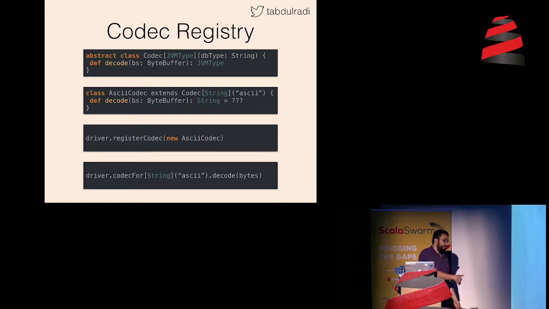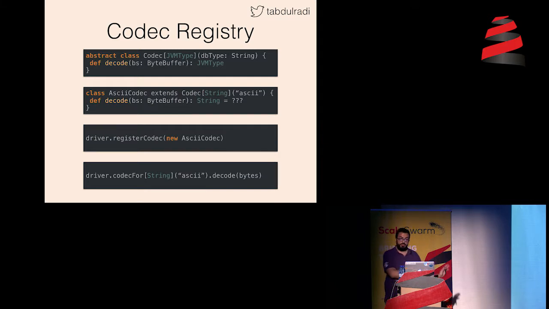Then at runtime, when you execute a query, I'm going to ask my driver, can you give me the correct codec that converts ASCII to strings, then decode my bytes? This is fine, but this is happening at runtime. If I forgot to write this line, if there is no such codec, the compiler will not be aware of that. I will know only at runtime after I execute my query.